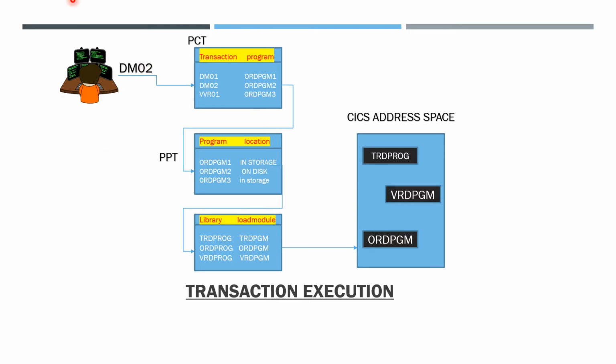The main agenda is that the user issued a transaction to run a program, and the program is run here in the CICS address space following these steps. This address space is allocated to programs only, to run programs, so it is termed the CICS program region. A CICS application region means a separate address space allocated to run the application.